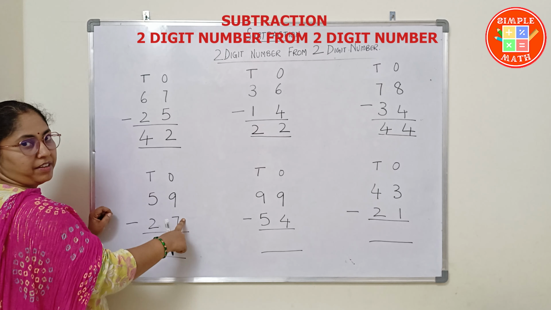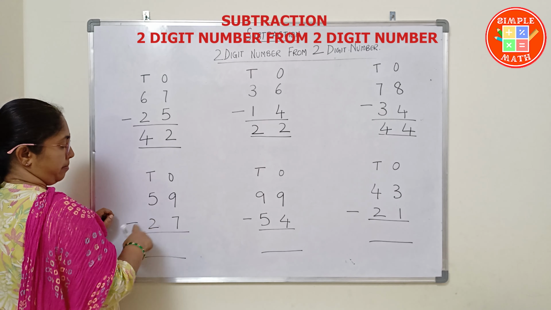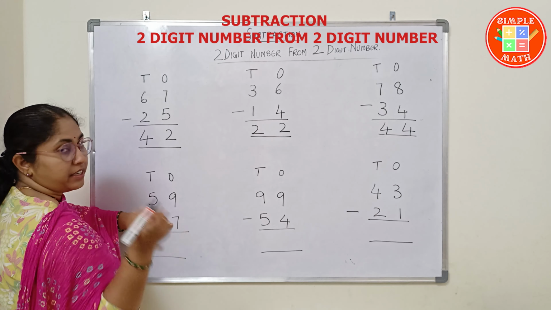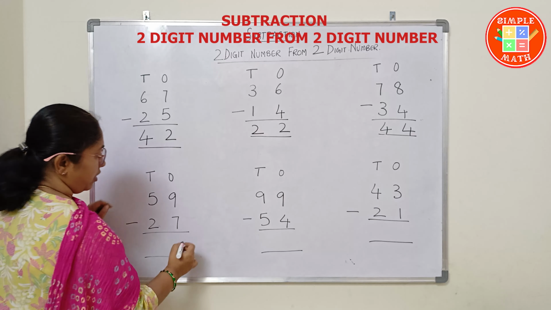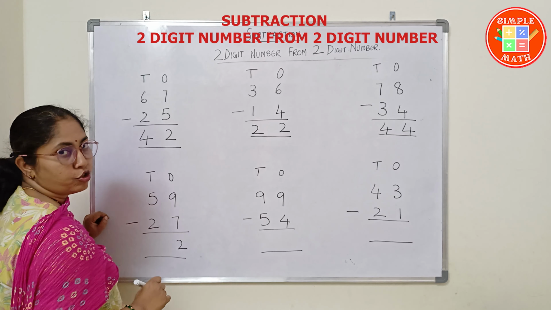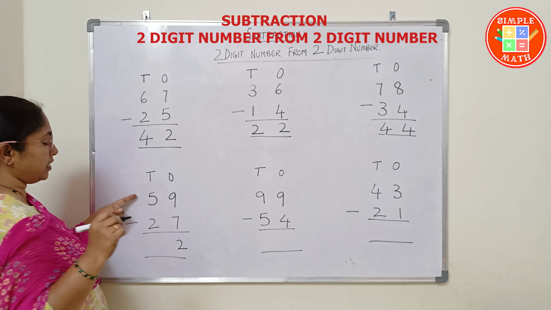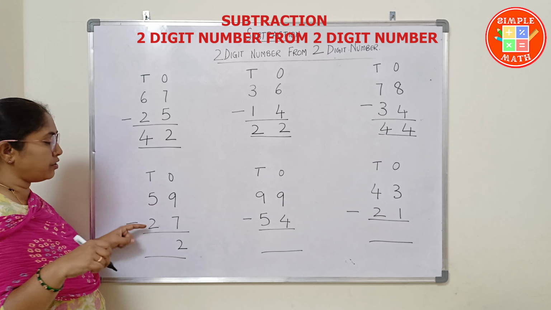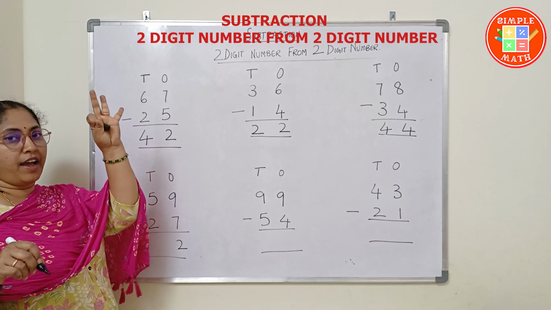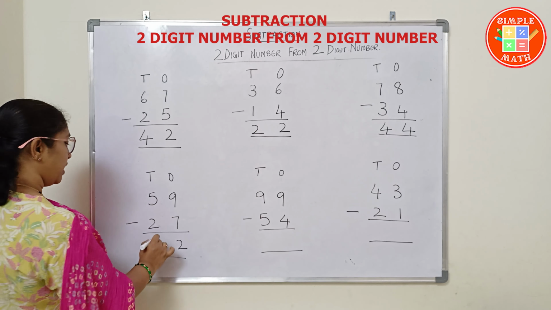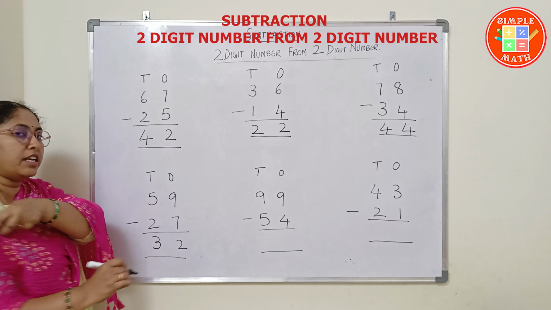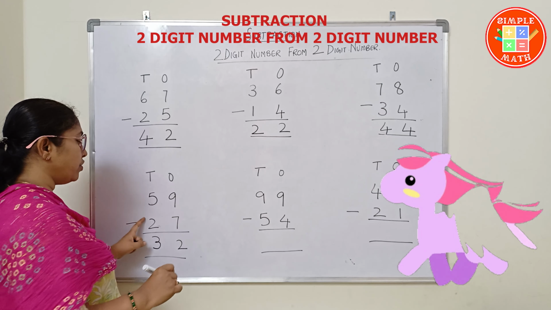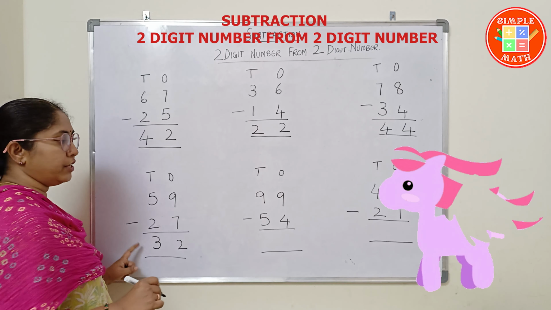Start subtraction from the ones column. 9 minus 7. Keep the small number in your mind. Count after 7: 8, 9. Got 2 fingers. Write 2. Next, 5 minus 2. Keep 2 in your mind. Count after 2: 3, 4, 5. How many fingers did you get? 3. So write 3. So 59 minus 27 is 32.